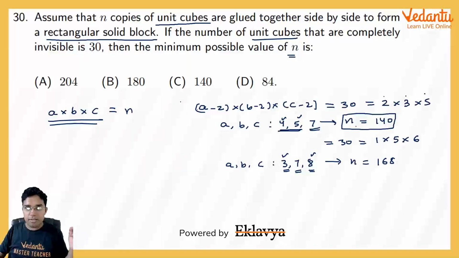Yes, 168. So you can see the minimum value is when we take 30 as 2 into 3 into 5, and this will be 140. It can be checked for other cases also. Every time the value of n, if we take other than this scenario, will be bigger than 140. So the minimum possible value of n here is 140.